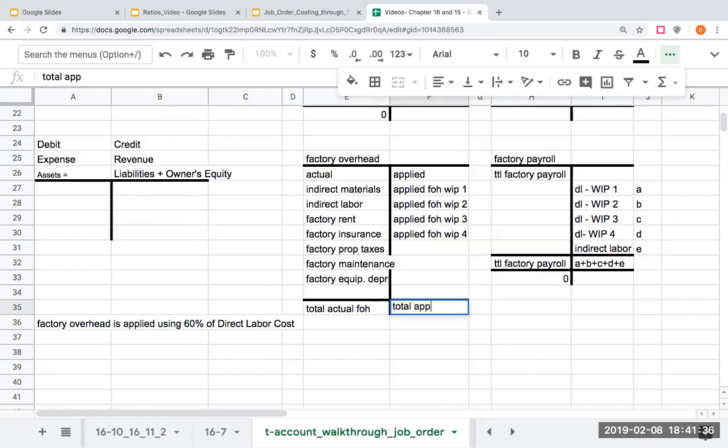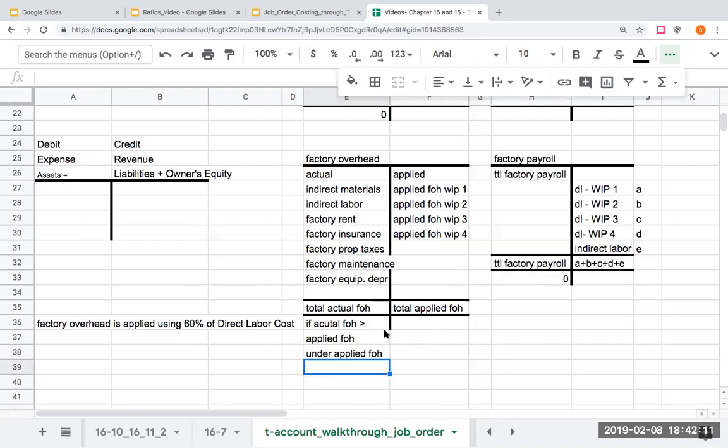Total applied factory overhead. Okay, so we've done that, and now we have these 2 different parts here. If my actual factory overhead is greater than my applied factory overhead, then I have under applied factory overhead.